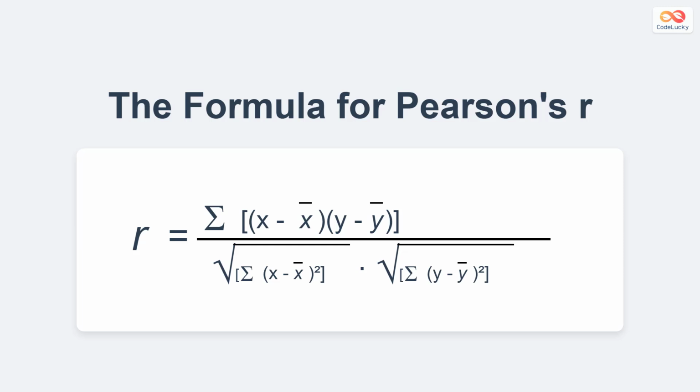This might look intimidating, but don't worry, we're going to break it down piece by piece. This is the formula for Pearson's R. It's essentially a fraction. The top part, the numerator, tells us how our two variables change together. The bottom part, the denominator, tells us how much each variable changes on its own. By dividing the two, we get our standardized R value.